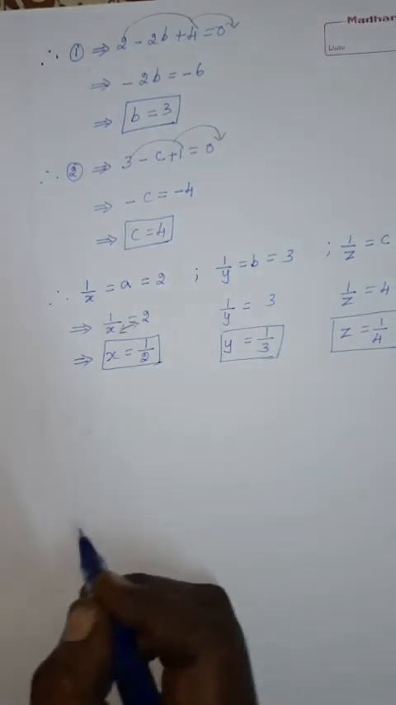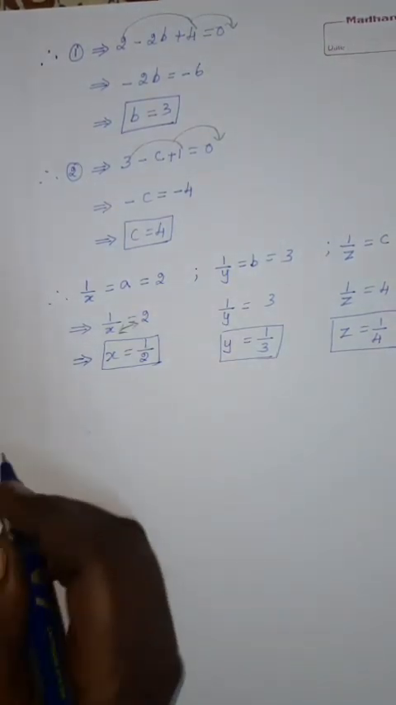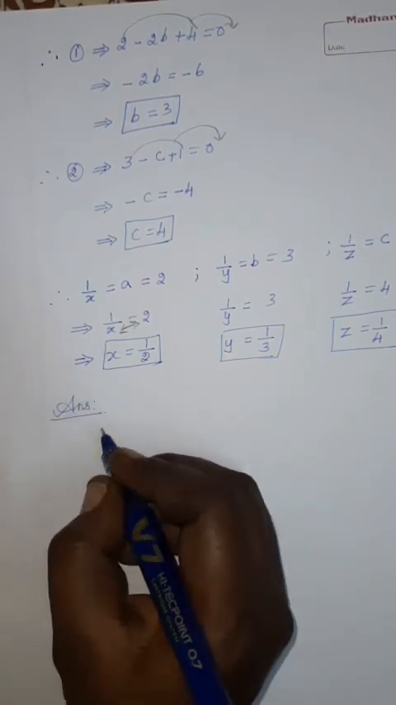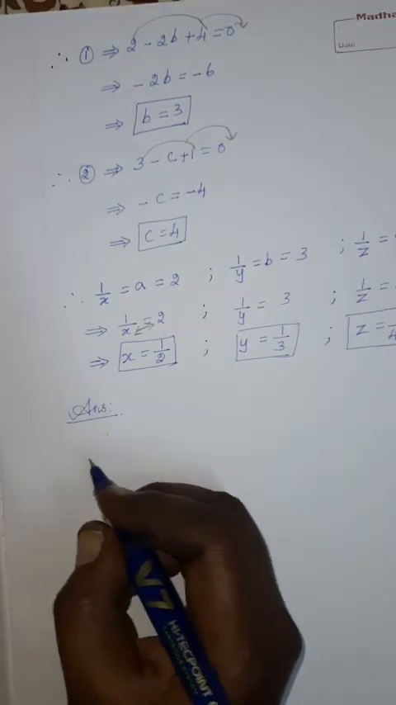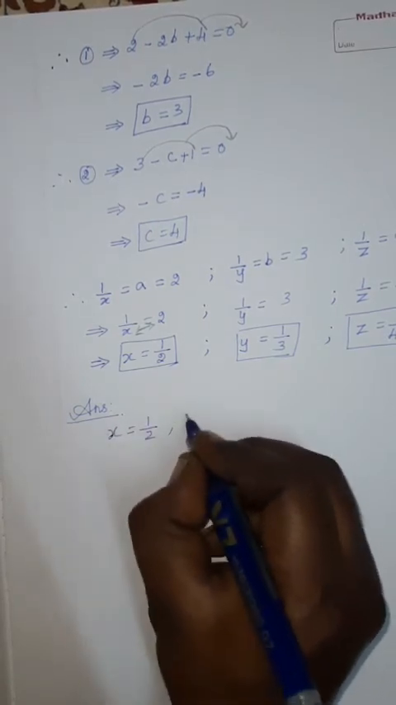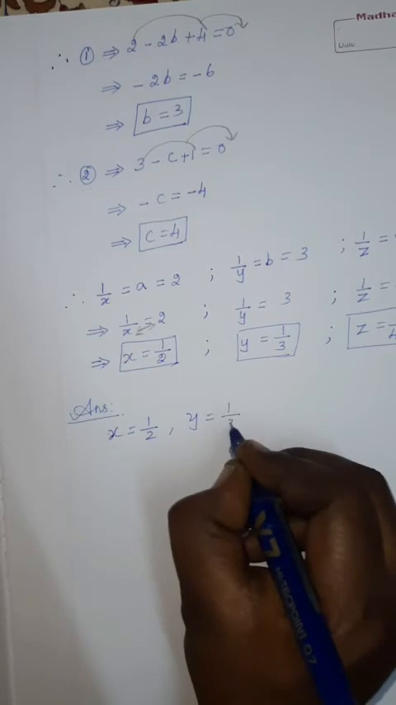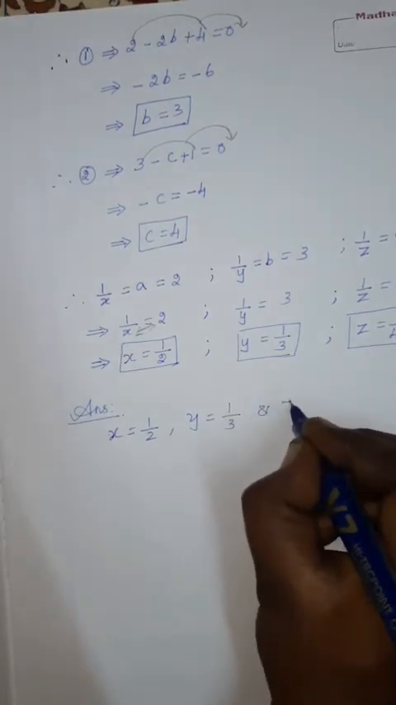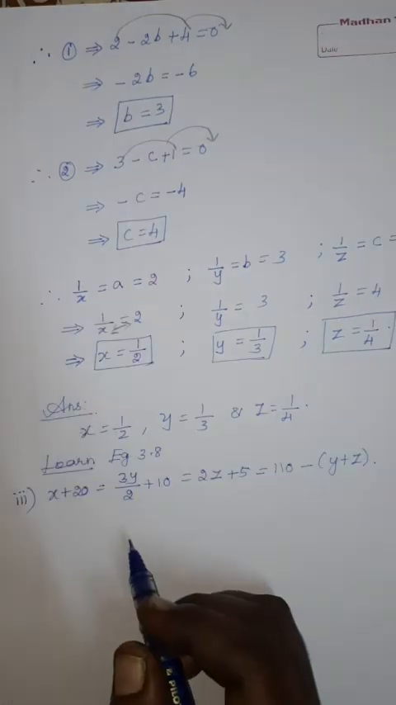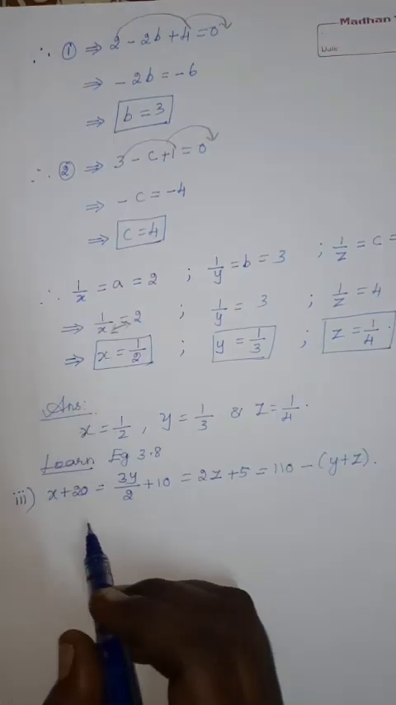Anyway, all the values are in fraction. We can write the answer: x is equal to 1 by 2, y is equal to 1 by 3 and z is equal to 1 by 4. Let us continue with the third question.